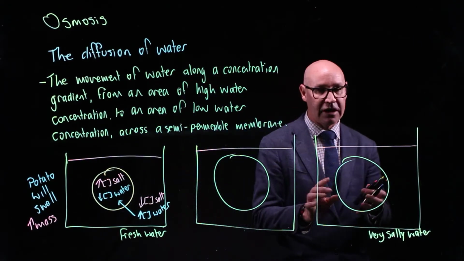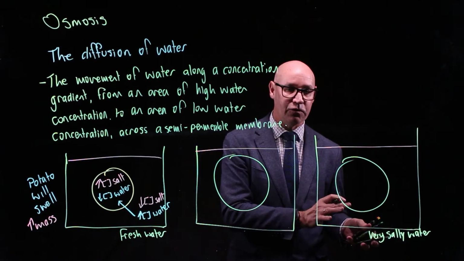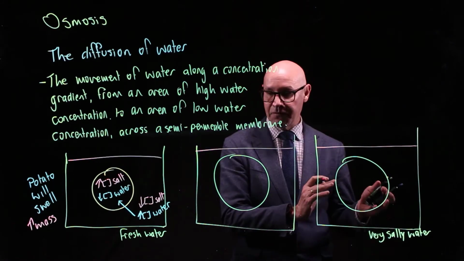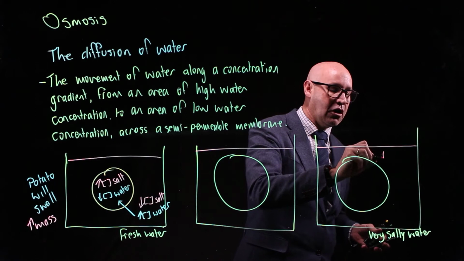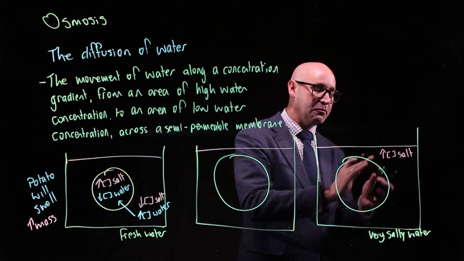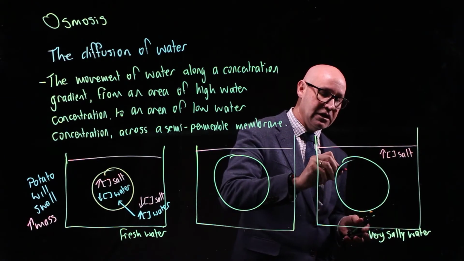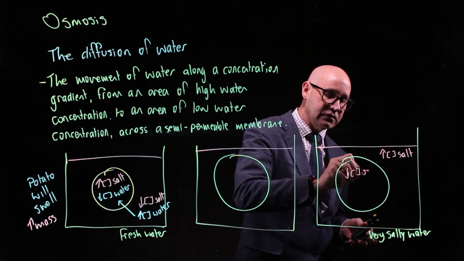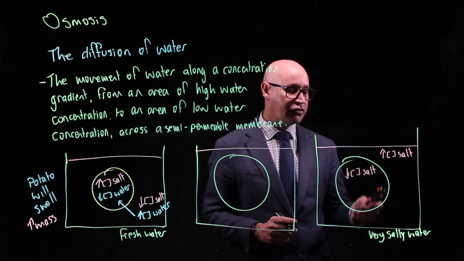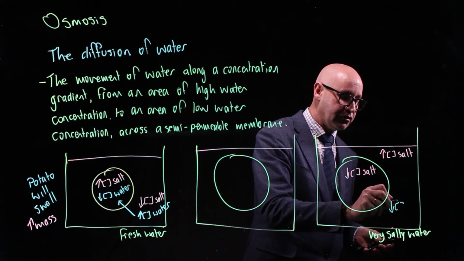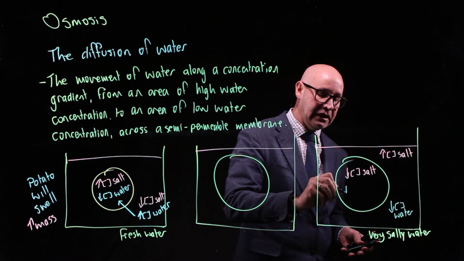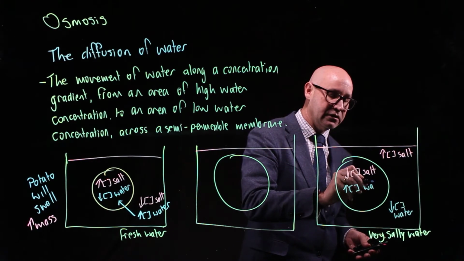Now let's talk about this situation here where we've got very salty water, and we're going to compare what's happening out here compared with what's happening in the potato. So for very salty water then, that means it's got a high concentration of salt compared with inside the potato. There's more salt outside than there is inside. So that means we've got a low concentration of salt inside the potato. Let's think about the water then. If we've got a high concentration of salt, that means we've got a low concentration of water outside of the potato, and inside we've got a high concentration of water.